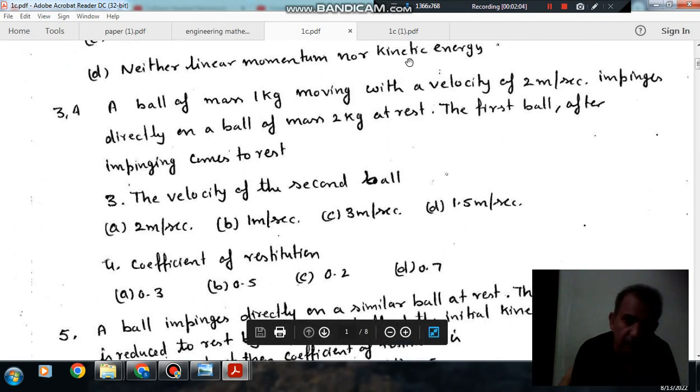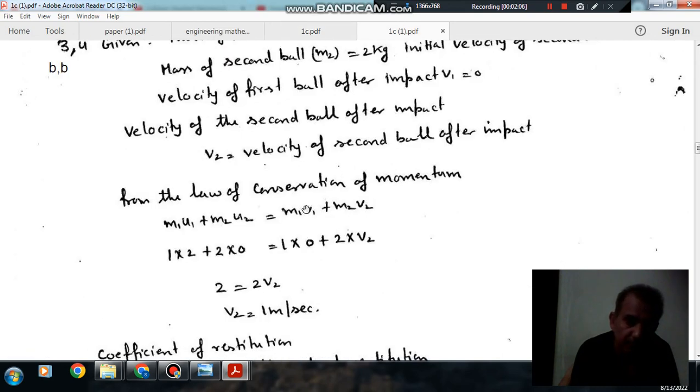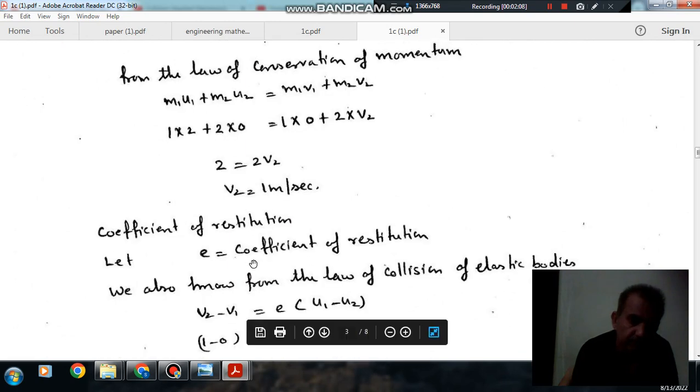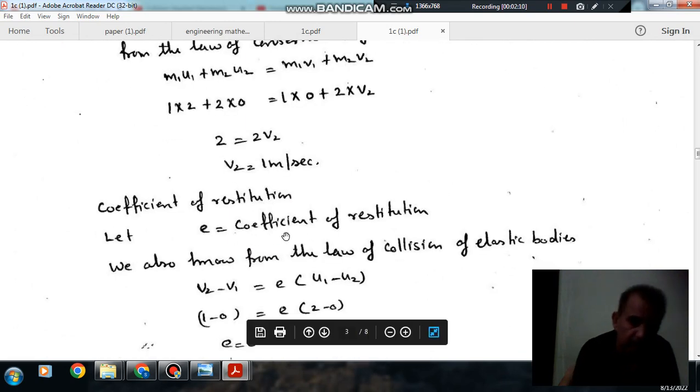Next question is coefficient of restitution. Suppose e is the coefficient of restitution. Then e is defined as the velocity of separation divided by the velocity of approach, or we can say how much the relative velocity of the two bodies decreases due to collision. That is the definition for collision of elastic bodies.